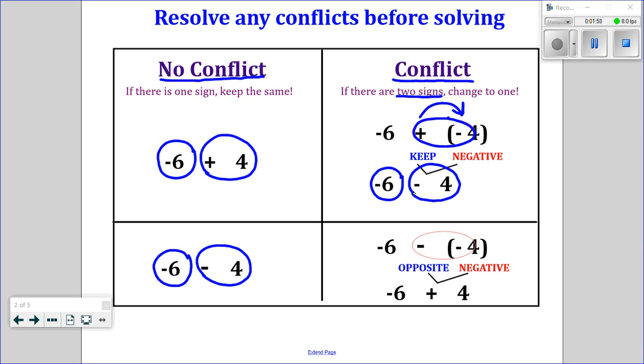If we move to the bottom, again, we see another conflict. There are two signs next to each other. Anytime you see a minus sign, we want to take the opposite of whatever sign comes after it. So negative 6, take the opposite of negative 4, which is positive 4. Now again, each number has only one sign, negative 6 plus 4. So anytime you're resolving a conflict, you need to say, are there two signs next to each other? And if so, the conflict needs to be resolved.